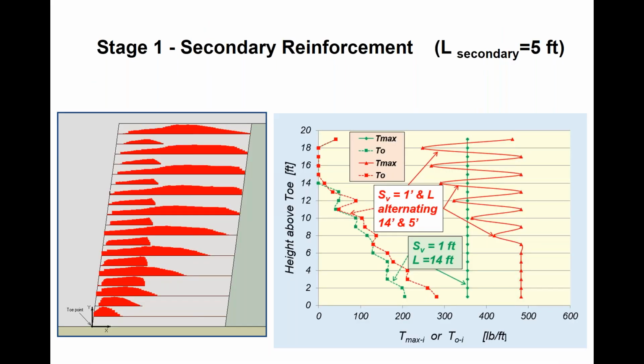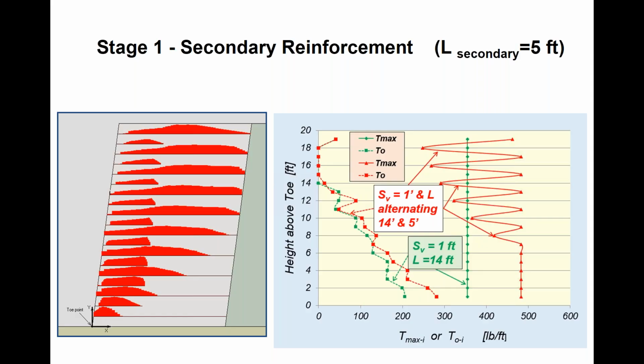So one might ask, can we get the same benefits of close spacing by accounting for secondary reinforcements? So we have our primary reinforcements, they're 14 feet long, quite long. Maybe we alternate close spacing with a short reinforcement, just 5 feet, let's say. So on the left is the baseline solution, and on the right are the values from it. That's T-max for each layer, as well as connection loading for each layer.